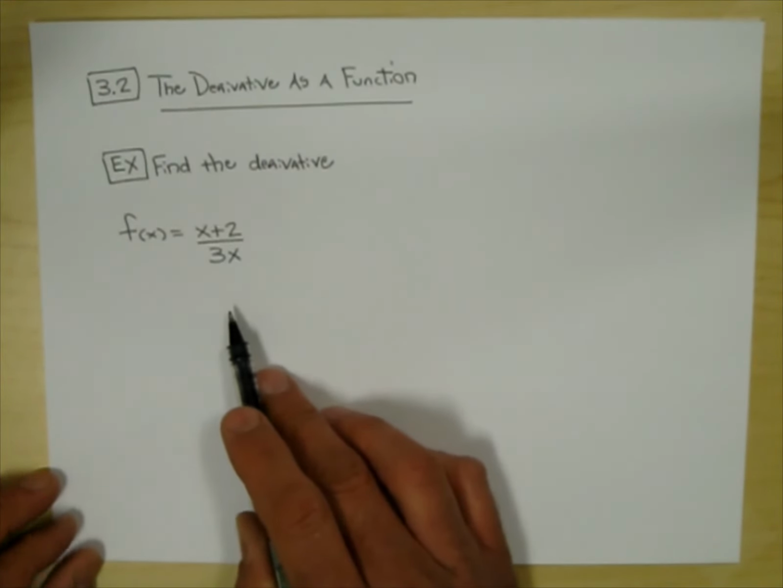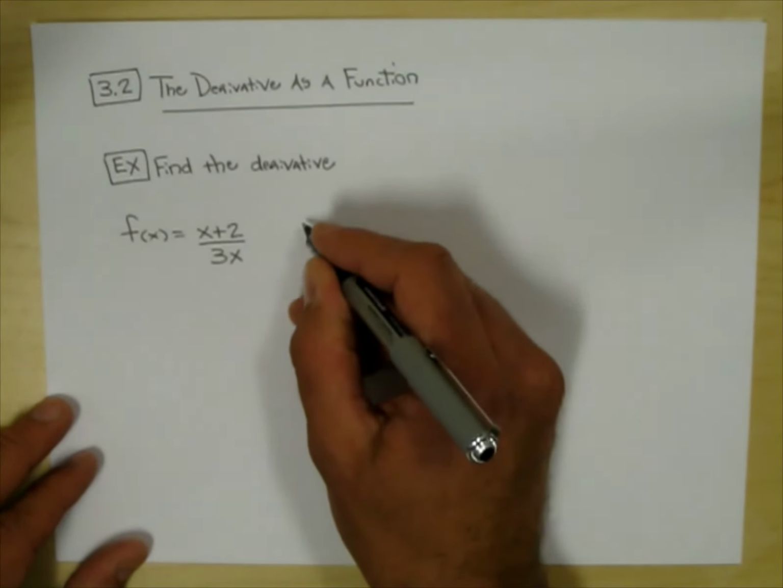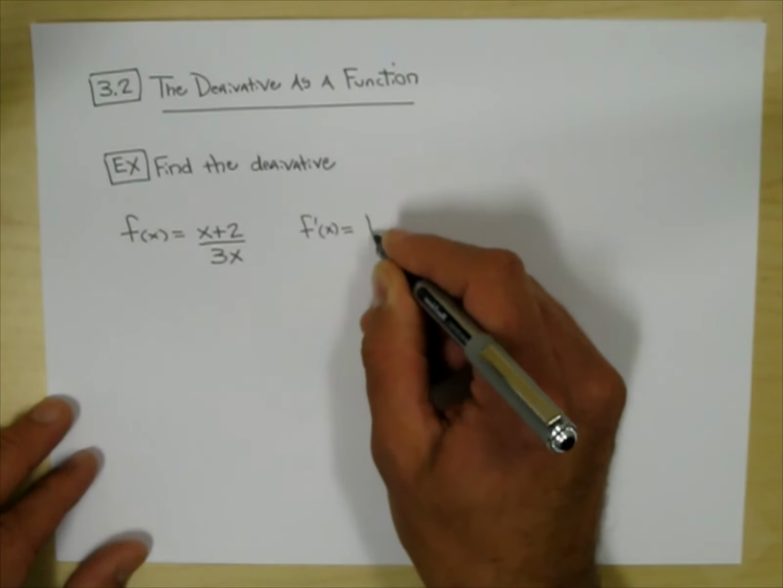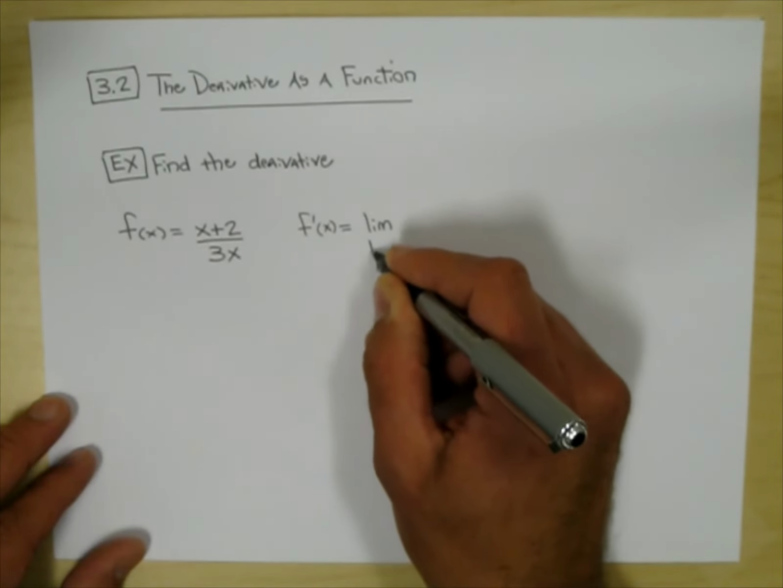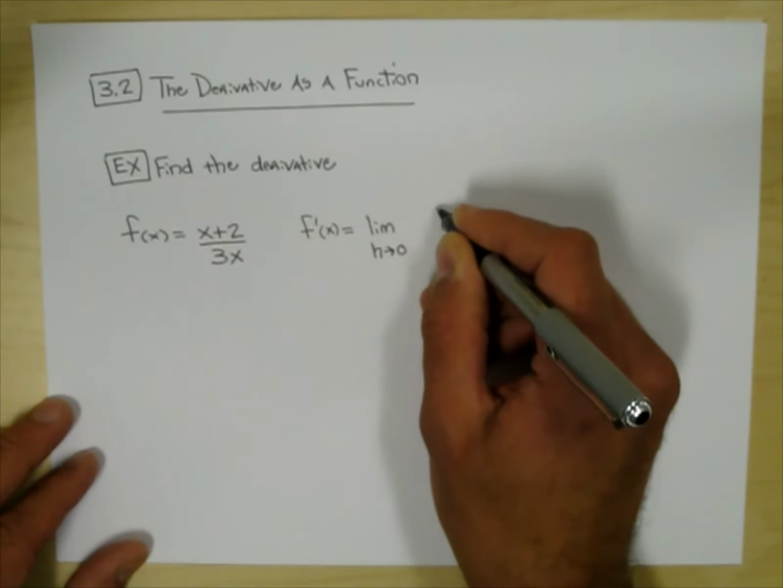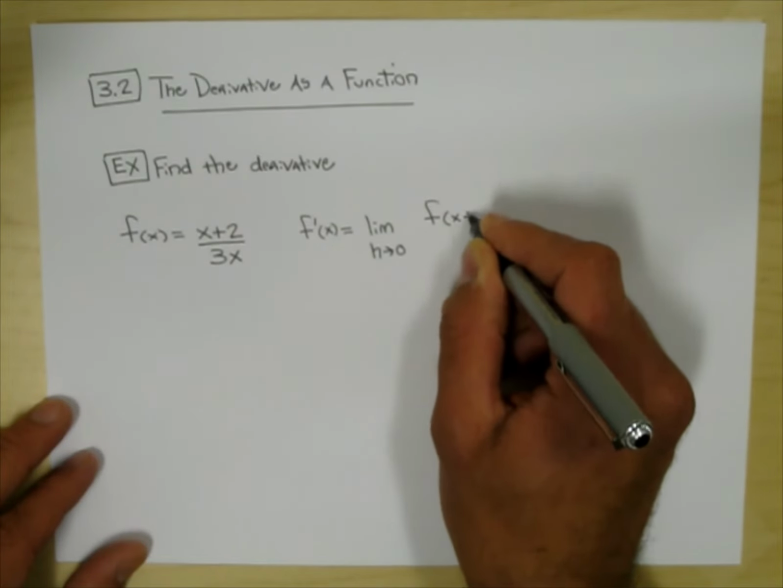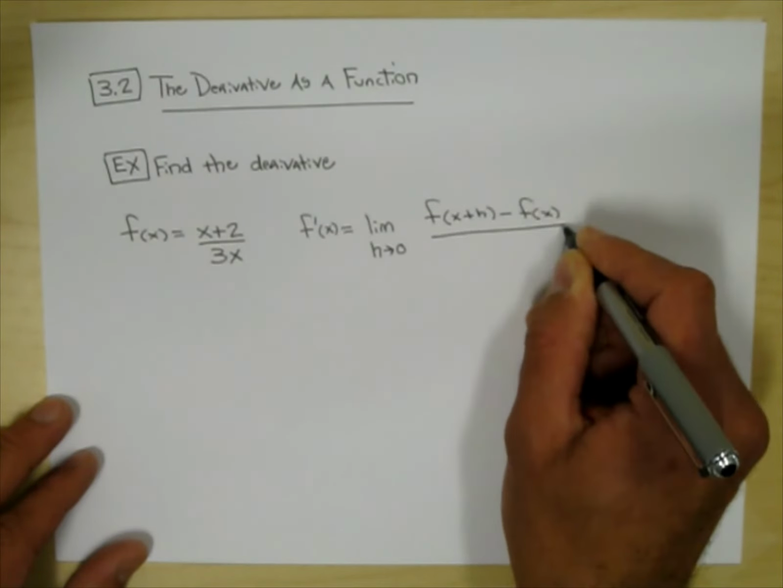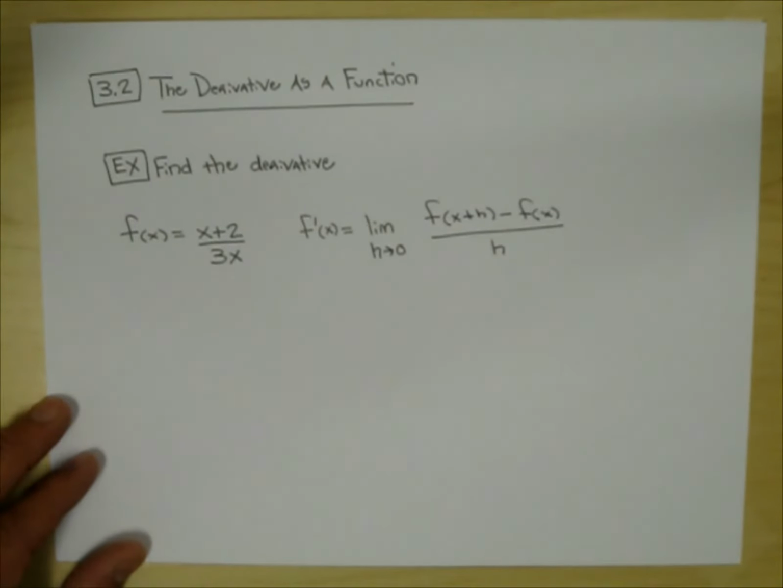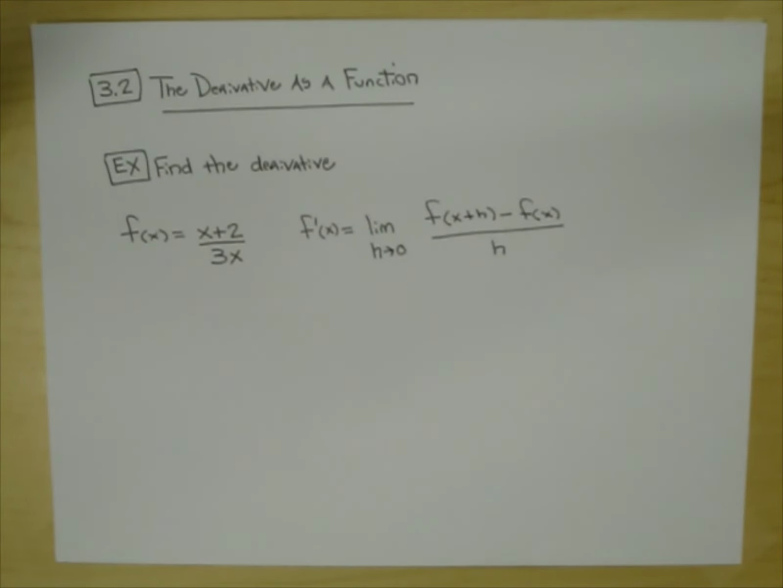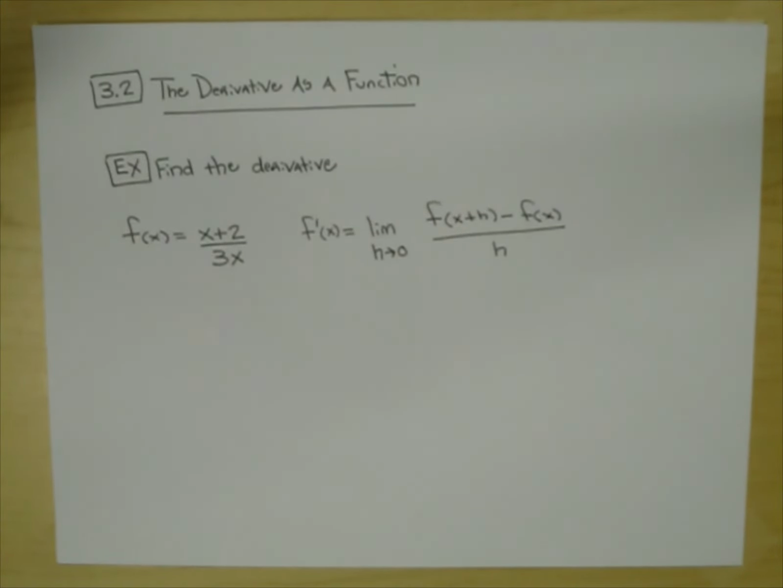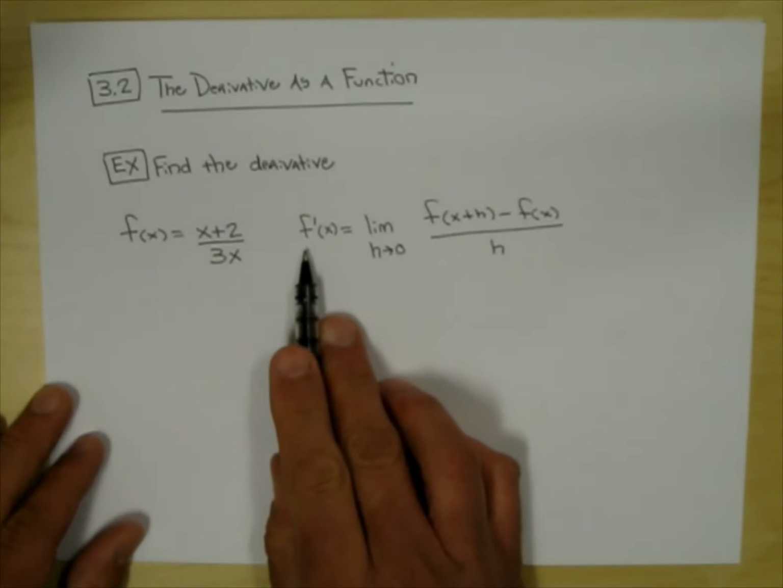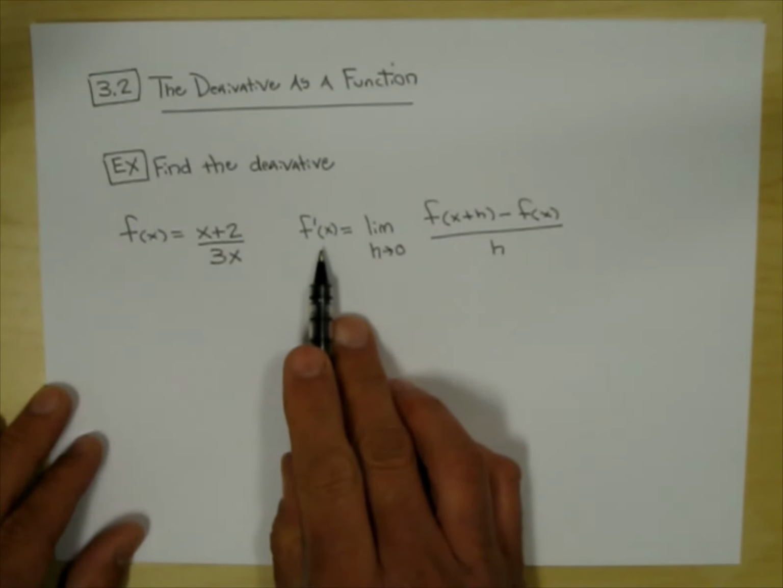So how do we find the derivative of this? The derivative is the limit as h approaches 0 of the difference quotient. So that is what the limit is. The derivative is, it's the limit. And this tells us the slope of the function. It's also a velocity function and a rate of change.